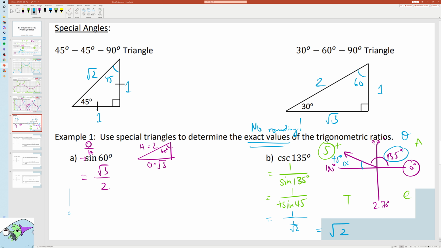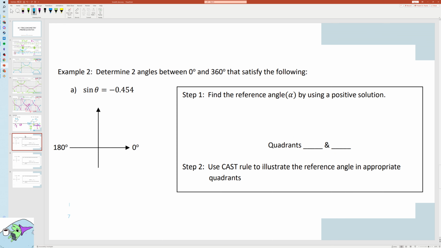Okay, well, we're also going to work kind of in reverse. Sometimes we will be told the value of a sine ratio of an angle. Okay, so some angle theta satisfies this ratio here. Sine theta is equal to negative 0.454. We are asked to find, well, what are the angles between 0 and 360 that satisfy that? So what are the angles that make it work?